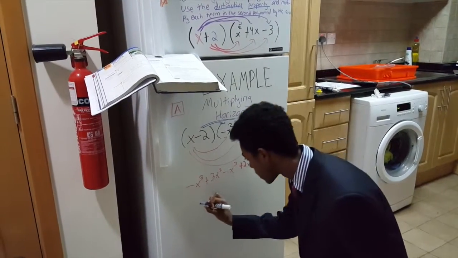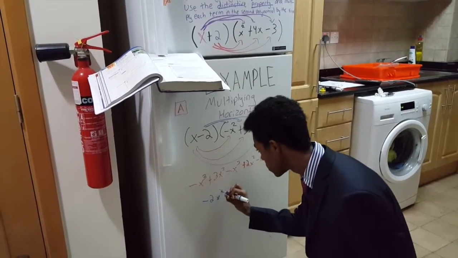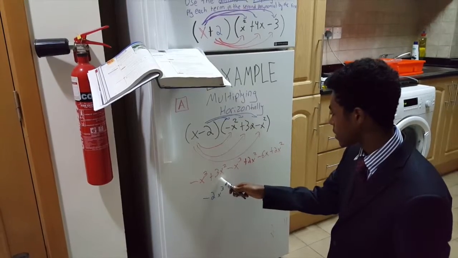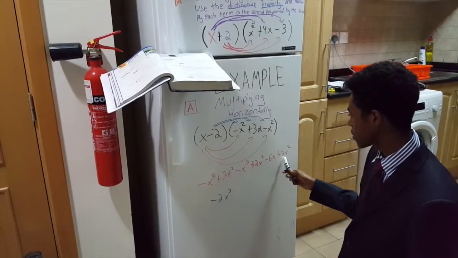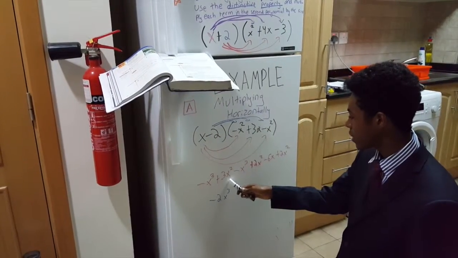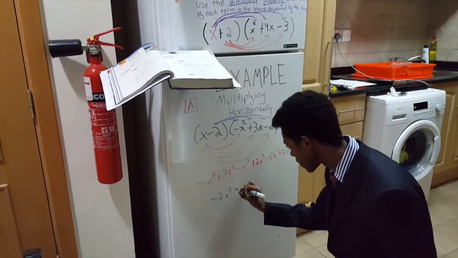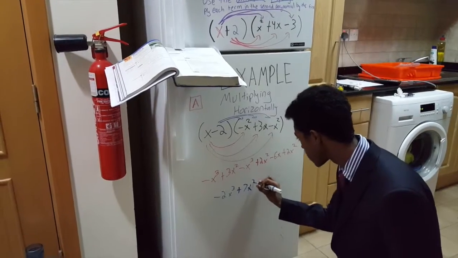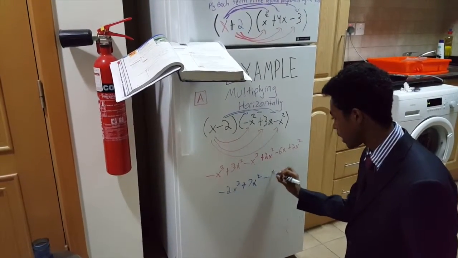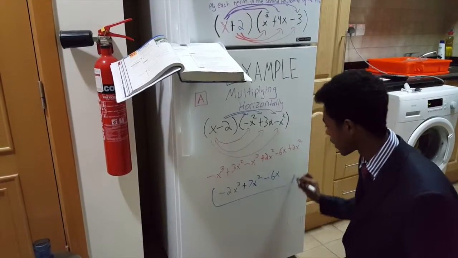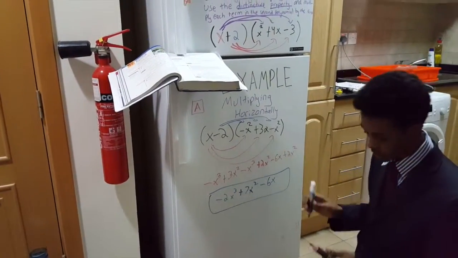So right now we have to simplify by combining like terms, which is negative x cubed minus x cubed, which is going to be negative 2x cubed, and plus 3x squared plus 2x squared plus 2x squared, which is 2 plus 2 plus 3, which is 7, so plus 7x squared, and we have a negative 6x left over. So this is our final answer, multiplying horizontally.